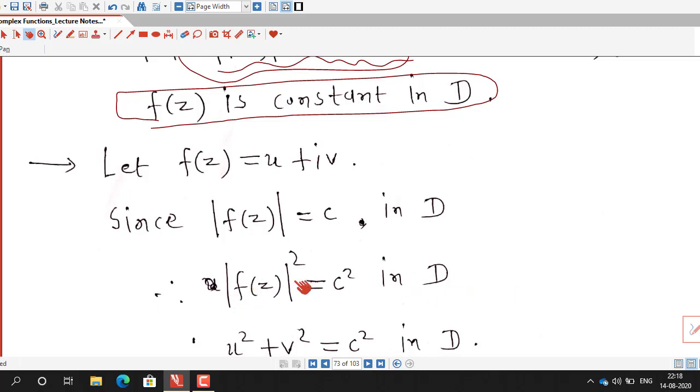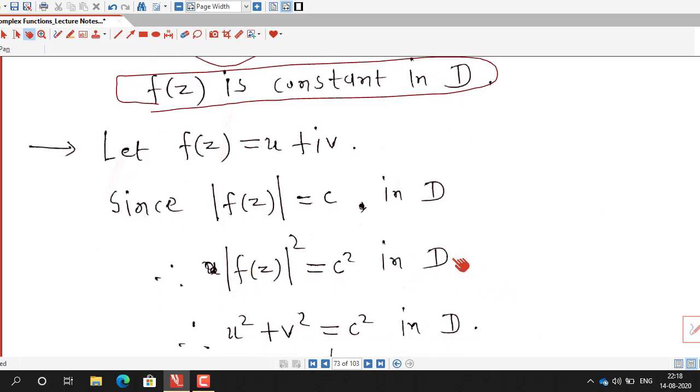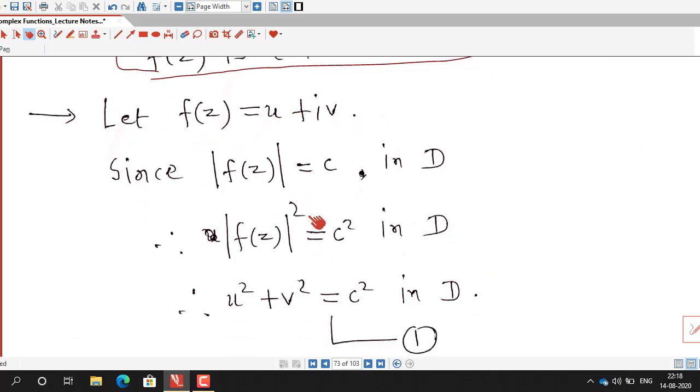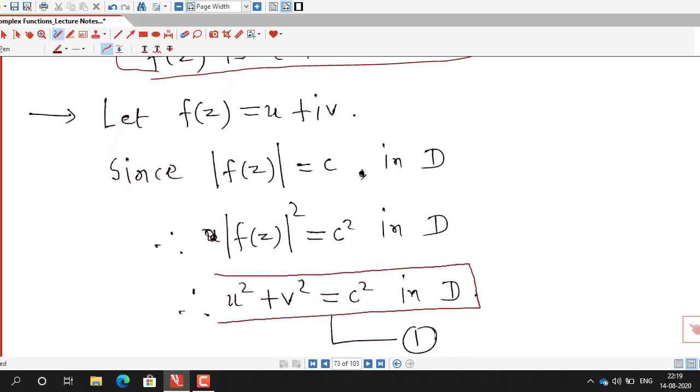In D means at every point z in domain D. Modulus of f of z is under root of u square plus v square, and we are having the square of mod f of z, so it will be u square plus v square equal to c square at every point in domain D. So we give this equation number 1. Okay, we will use this equation.